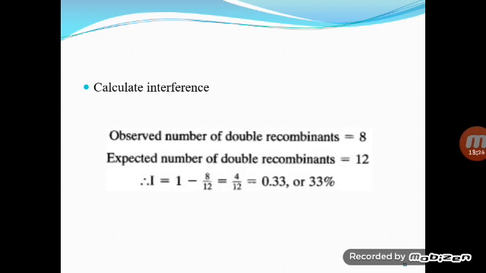Now we can calculate interference. Observed number of double recombinants was 8. Expected number of double recombinants is 12. So apply these values in the interference formula and calculate the interference percentage as we calculated previously. So interference is equal to 33%.